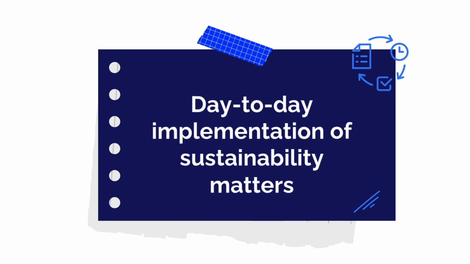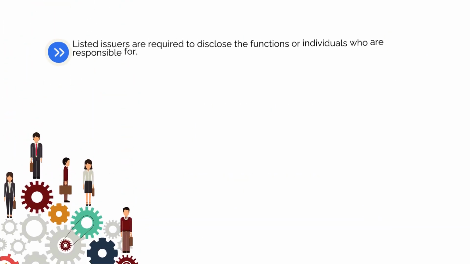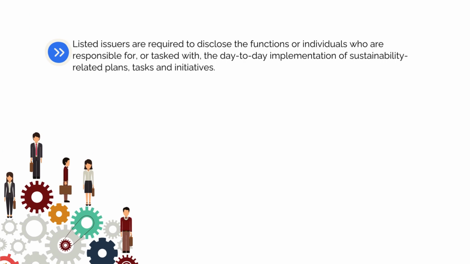Having a clear structure for the day-to-day implementation of sustainability efforts is vital to align with the company's sustainability goals and objectives. According to the third edition of the Bursa Malaysia Sustainability Reporting Guide, listed issuers should disclose the functions or individuals who are responsible for, or tasked with, the day-to-day implementation of sustainability-related plans, tasks, and initiatives.